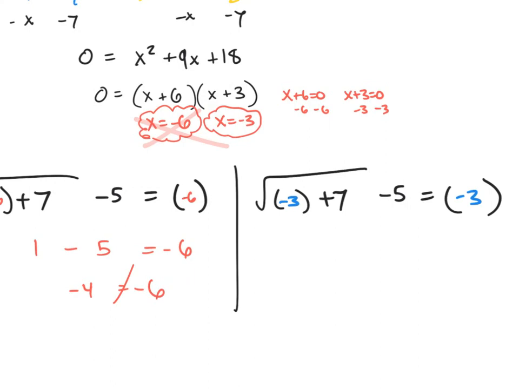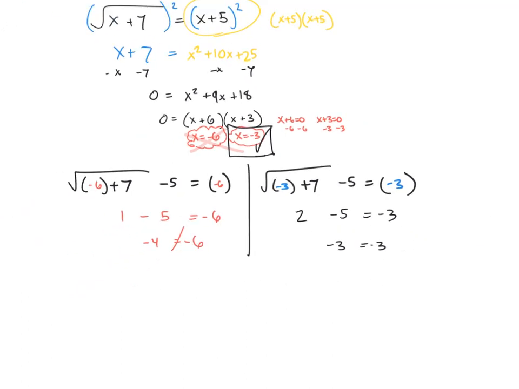Let's check the negative 3. Negative 3 plus 7 is 4. Square root of 4 is 2. 2 minus 5 is negative 3. So the negative 3 works. Our only solution here is negative 3.